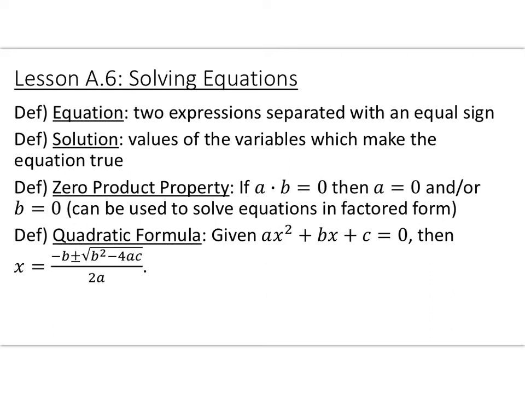And then the last one is the quadratic formula. So if you have a quadratic trinomial, ax squared plus bx plus c is equal to 0, then x is equal to the opposite of b plus or minus the square root of b squared minus 4ac all over 2a. This is helpful if your quadratic equation doesn't factor.